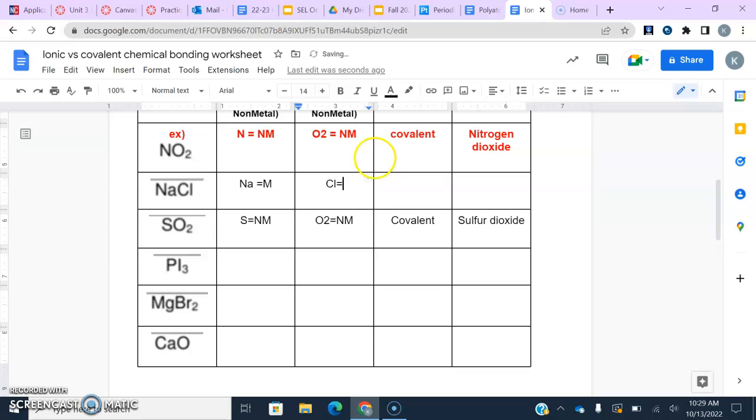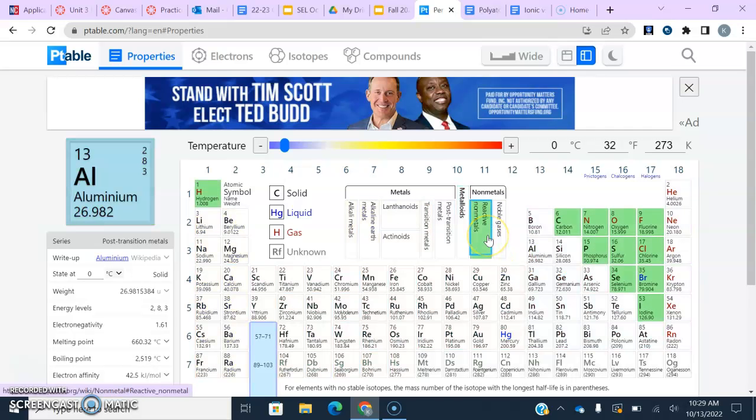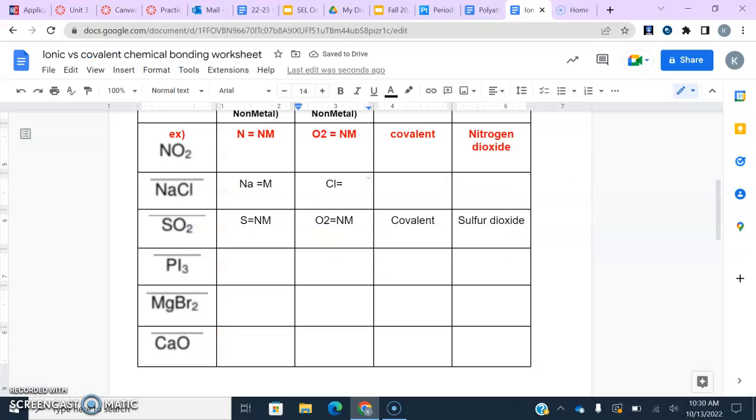And then chlorine, we're going to do the same thing. Let's go to the periodic table. Chlorine is right here. It's in the green, so it's a reactive nonmetal. Reactive nonmetal just means that it's going to react, because remember, these are nonmetals, but they're noble gases, so they're stable. So we know that chlorine is a nonmetal.